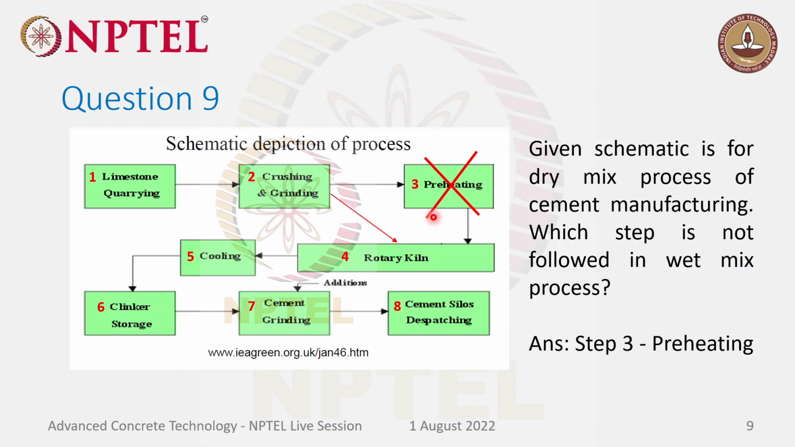Wet mixing requires more energy because we add water, grind it, and then obviously remove the water again with heat. But what is the one main advantage of the wet mix process? Cost efficiency? No, it's not cost efficient, because we need more energy to add water, grind it, and remove the water again. We need more heat and energy, so it can't be cost efficient.